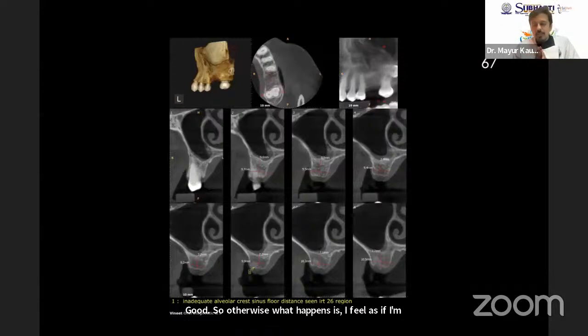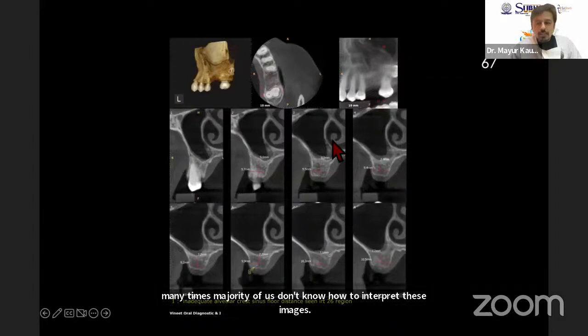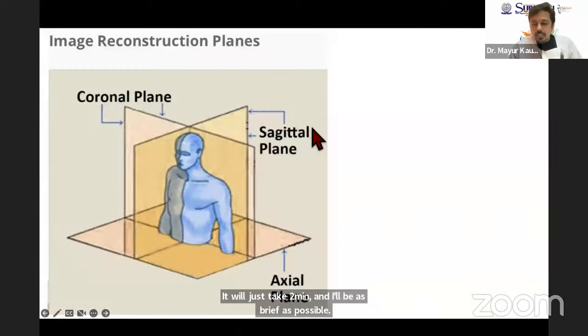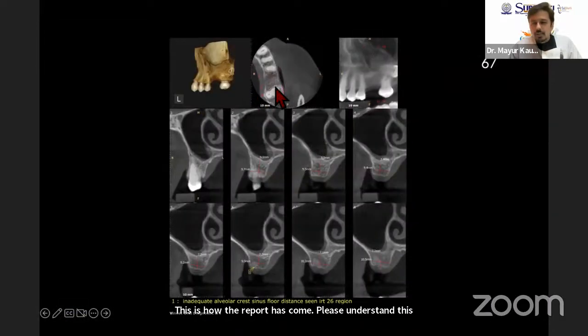So trust me when I say that many a times, majority of us don't know how to interpret these images. That is wrong. So please understand these sections. It will just take 2 minutes and I'll be as brief as possible. This is how the report has come. Please understand this section. So what is this section? What do you call this section?